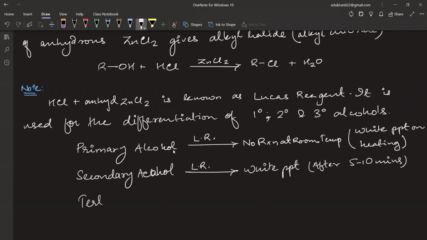If you have a tertiary alcohol, please change the spelling of the secondary alcohol. Let me change that. So what is R into N? What is RX into? reaction. It is RX, I'm sorry. If it is a tertiary alcohol, then you will get a white PPT immediately.